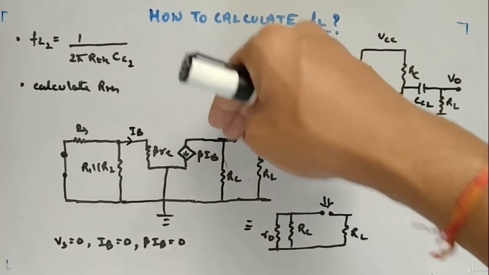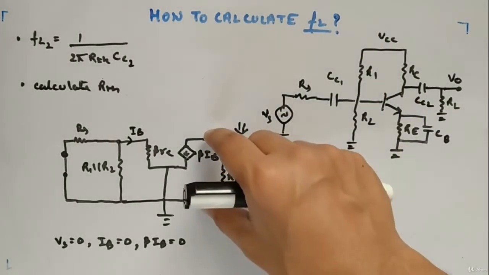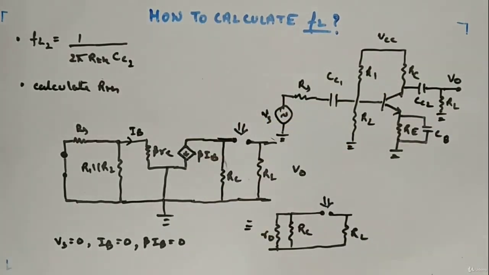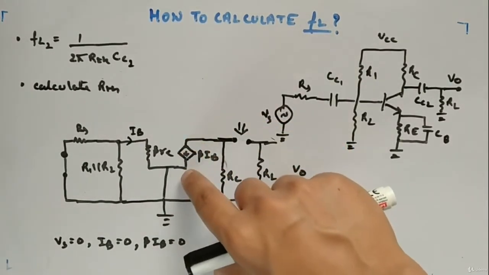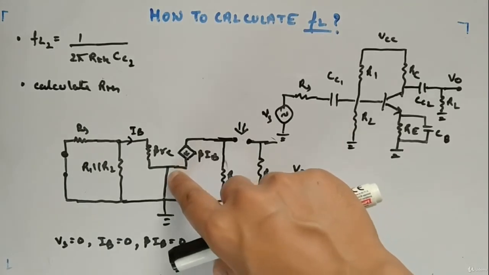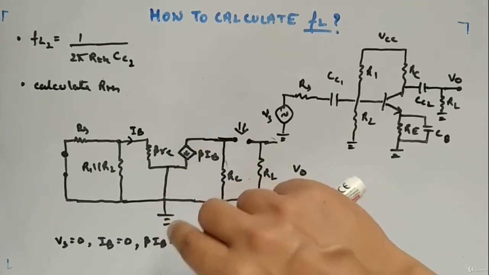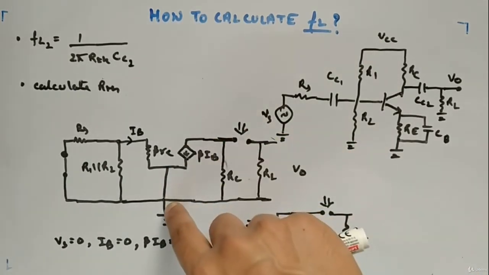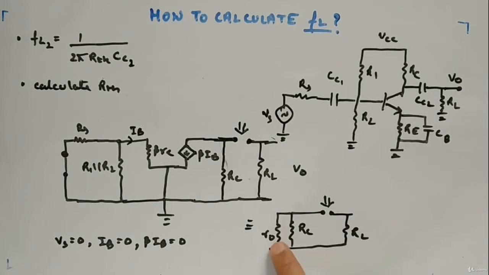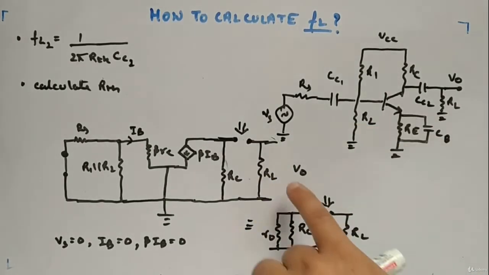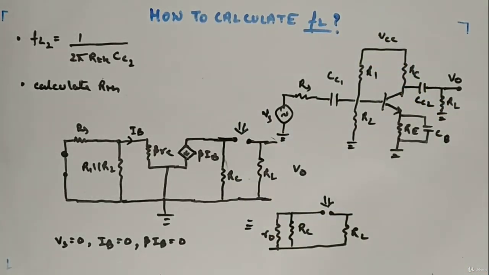So from here you have to look. You can also consider the output resistance of the transistor, that is small RO, which will be connected between this point and this point. Since this point is connected to ground, ultimately RO will be connected between this point and this point, which is the same as RC is connected. So you can take it as RO parallel RC. This is the output resistance of the transistor, if you have to take it. And this side you have RL, from here you have to see RTH.